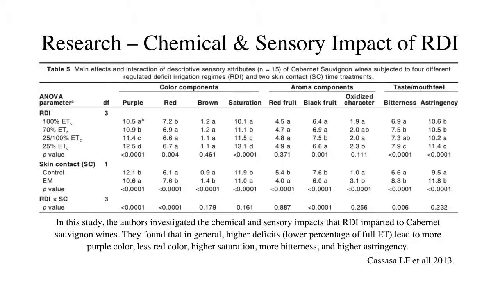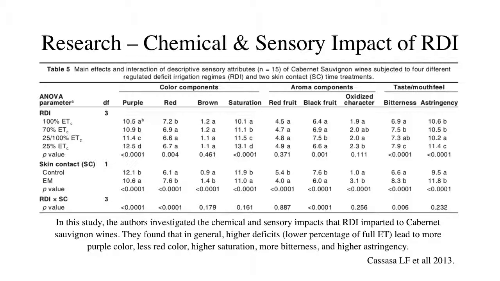The other important impact that RDI has is on the chemical and sensory properties of wines made from grapes farmed using this method. In this study, the authors investigated the chemical and sensory impacts that RDI imparted to Cabernet Sauvignon wines. They found that in general, higher deficits, or a lower percentage of full ET, led to more purple color, less red color, higher color saturation, more bitterness, and higher astringency.